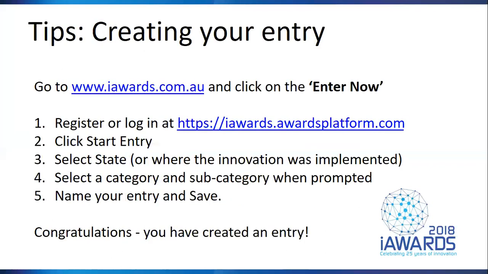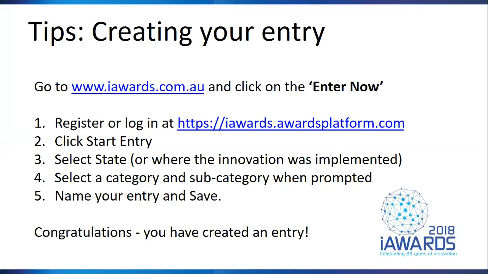So some tips on creating your entry. So go to www.iAwards.com.au and you'll see a button that says Enter Now. Click on that. You'll be directed to our awards platform, and there's a link there. This platform is basically used by our entrants, but then also the judges will log in at a later date and review your entries through that system. So it's all kept in one place in a secure location.